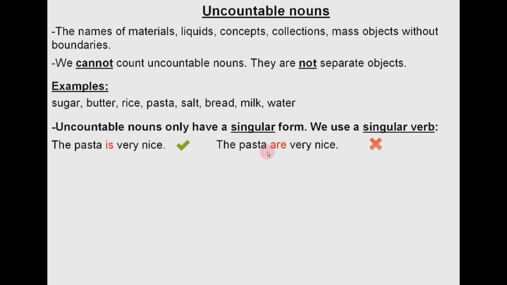We do not say the pasta are very nice. That is wrong. Here the verb is plural, but the noun is singular. So this is wrong. And this is wrong too, because here we have said pastas. We have put pasta in the plural, but we have said that uncountable nouns only have a singular form. So this is wrong.